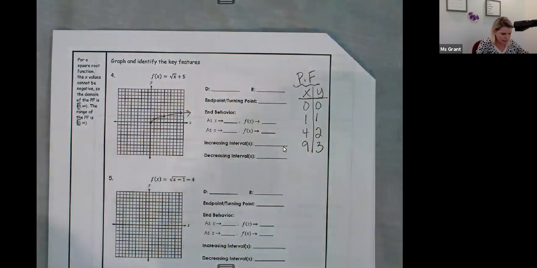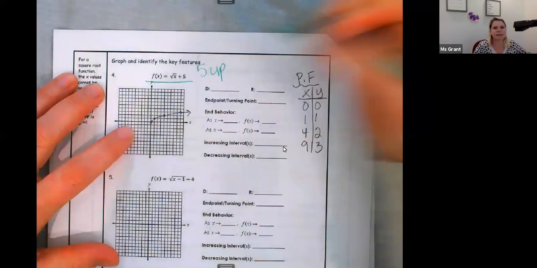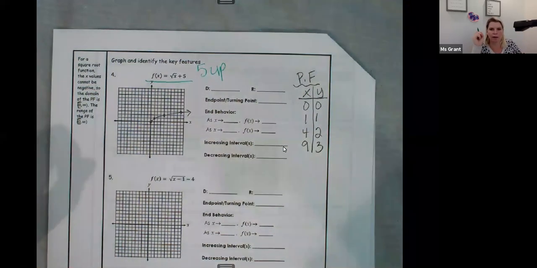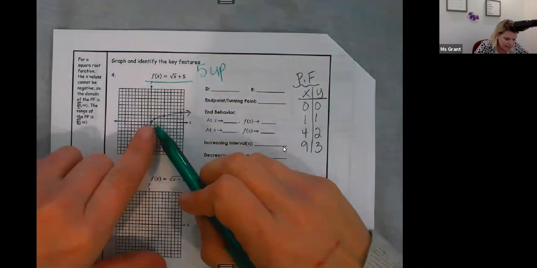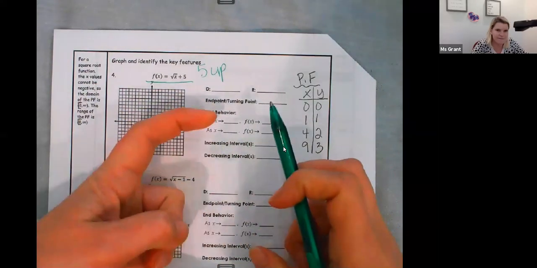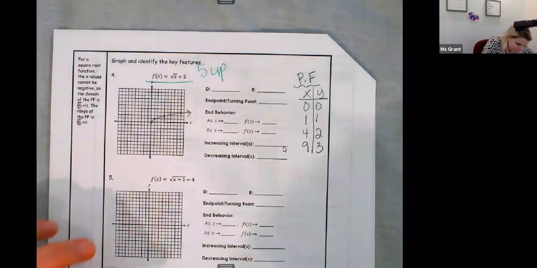That's my parent function. Now let's do this one in green. This just means 5 up. I'm literally going to go ordered pair by ordered pair. I am not going to plug in a new table of values. I'm going to make this easy on myself. I'm going to take this graph right here in pencil, and I'm going to shift the whole thing 5 up. Every dot, just move 5 up.